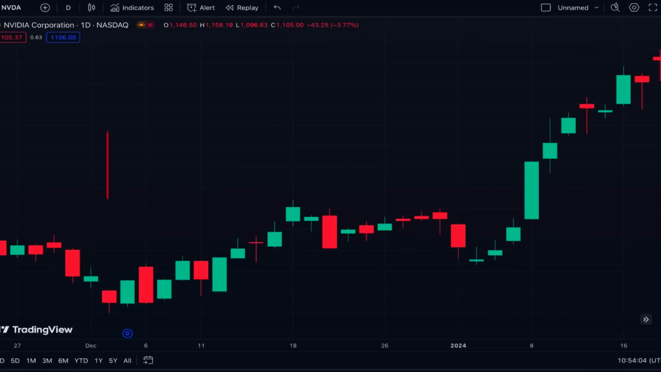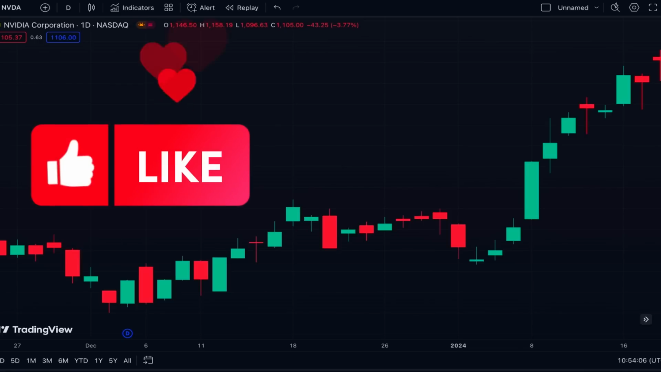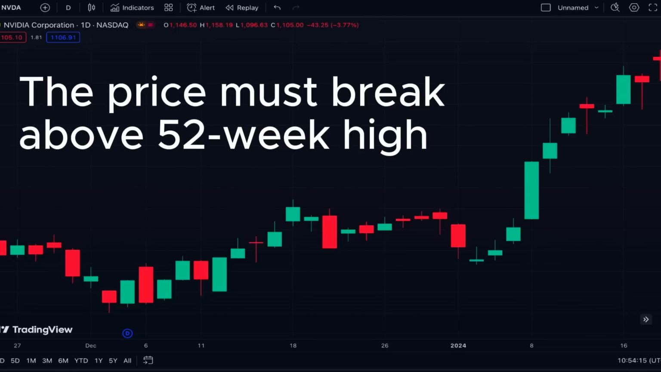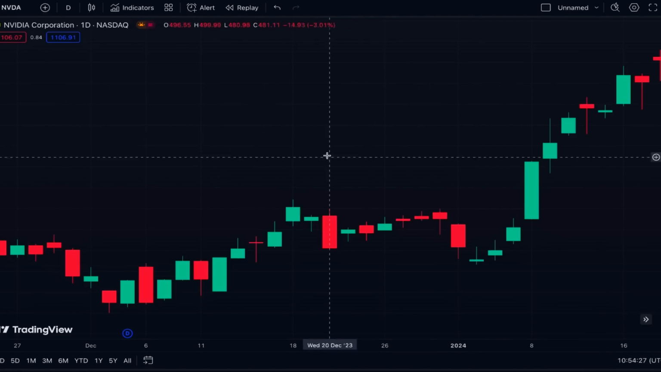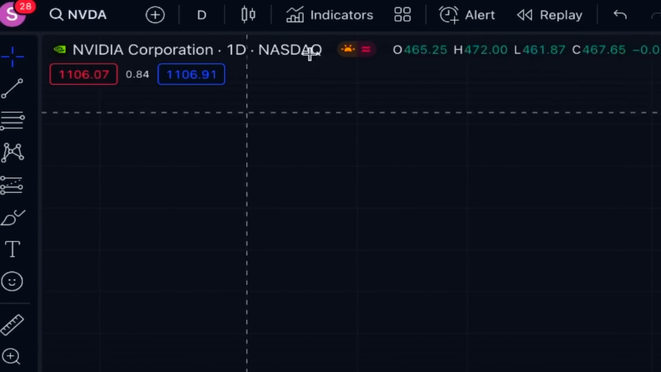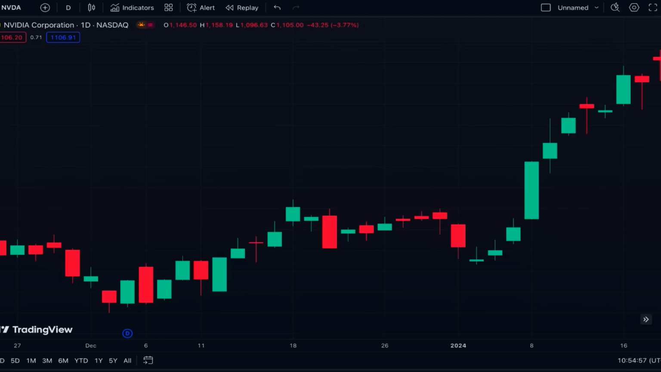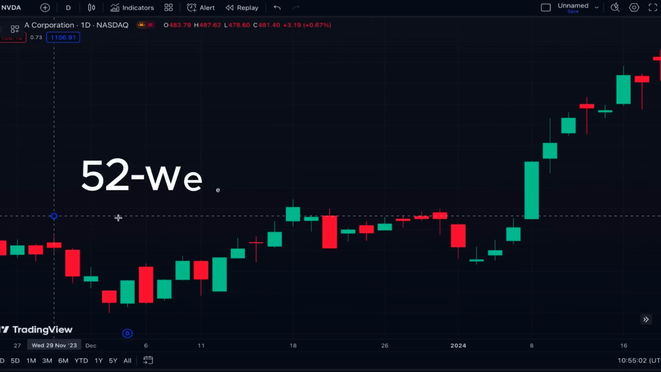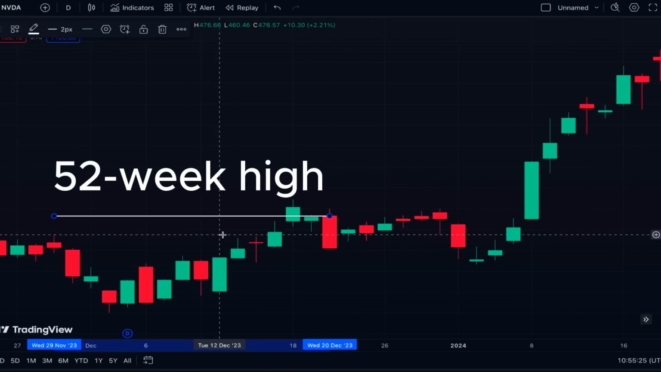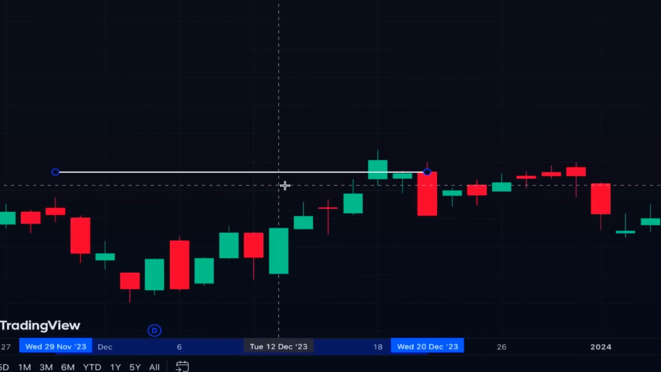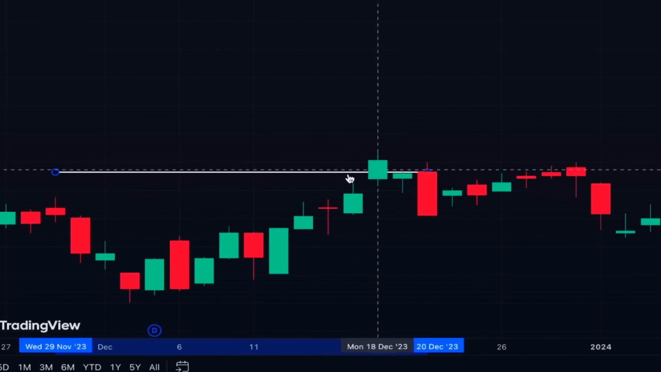Drawing a Darvas Box is very simple, and there are just some rules that you must follow. The first rule is that the price must break above the 52-week high. Right now we are on the NVDA chart and the time frame is daily, and consider, for example, this line is the 52-week high, which is the highest price that we have seen in the last 52 weeks. As I said, the first rule is that the price must close above the 52-week high. In other words, we get a candle that is closed above the 52-week high.